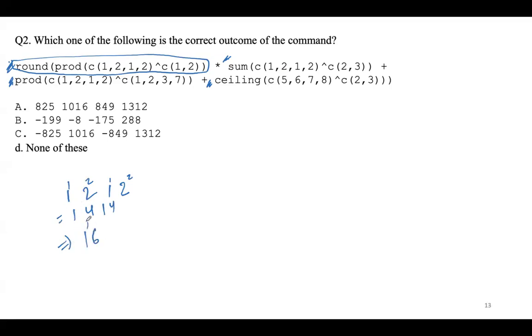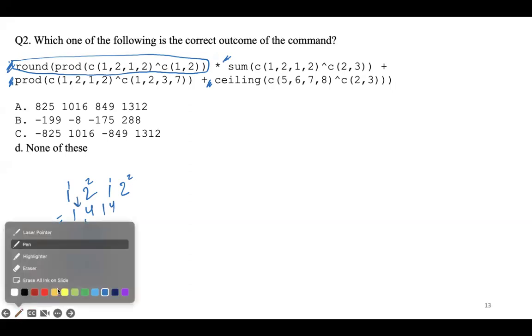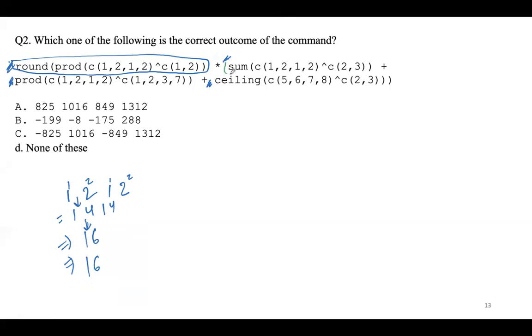So I'm going to get 16 here, right? And then I say round it off. Now there's nothing to round off, so it still says 16. Easy, right? Okay. Let's solve this one next.